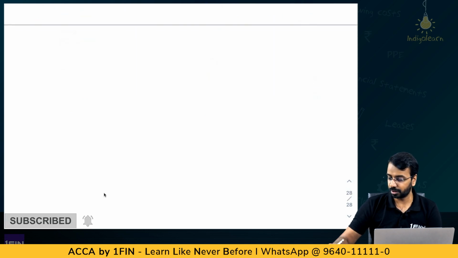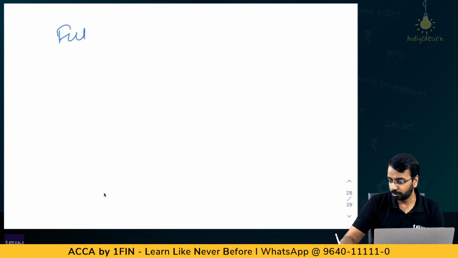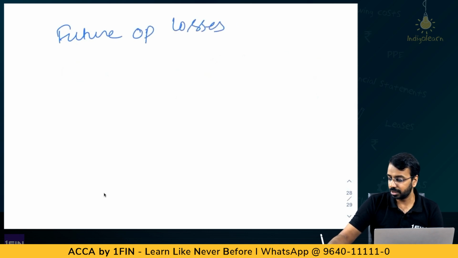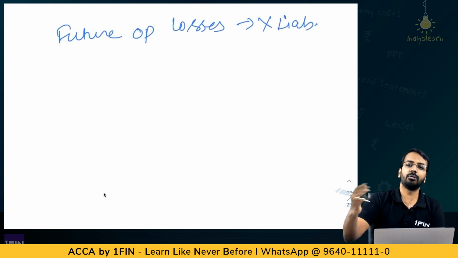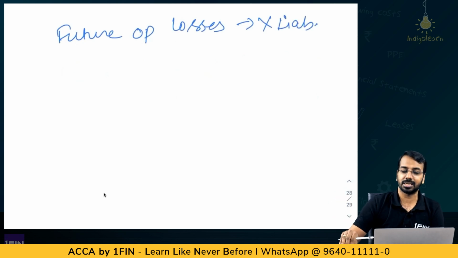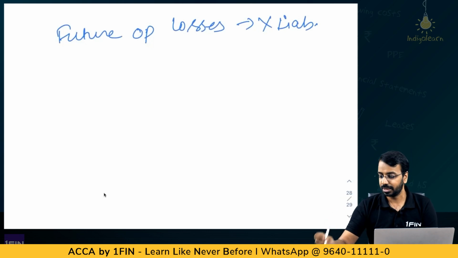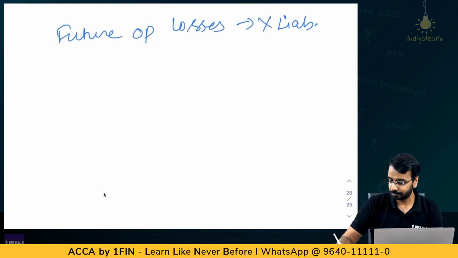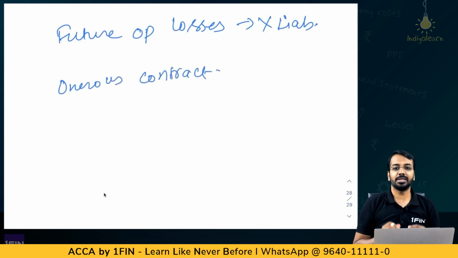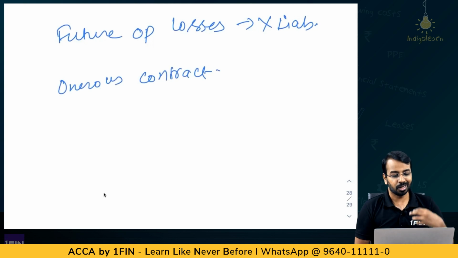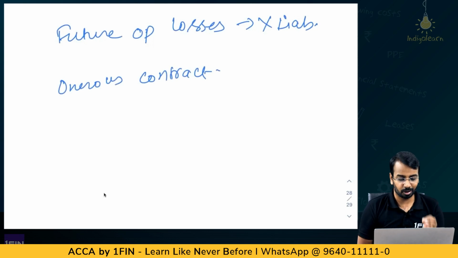Now, a few things to keep in mind. Future operating losses, for this you do not create a liability or a provision. So in future, if I operate, I will incur losses that are related to the future, which you will not recognize. Then onerous contract. Onerous contract means I have entered into a contract where the net outcome of the contract is a loss.